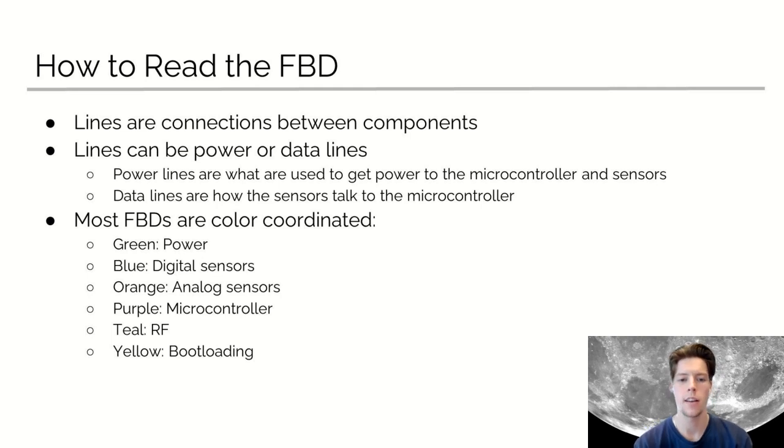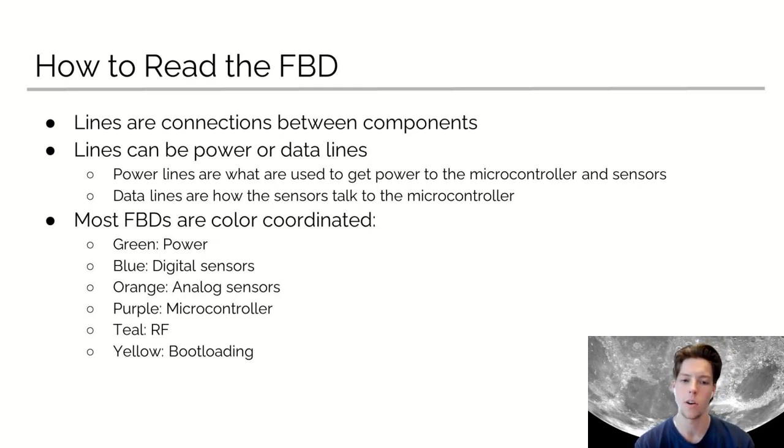How to read an FBD. Essentially, the lines are connections between components. Lines can be either power or data lines. The power lines are what are used to get power to the microcontroller and the sensors. And then data lines are how the sensors will talk to the microcontroller and send the data back to it.